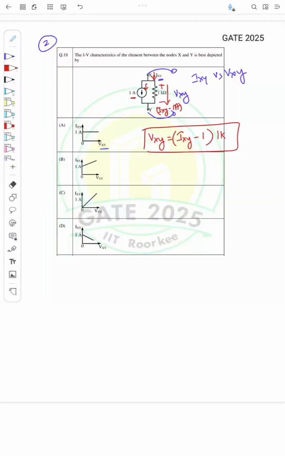So here I need to find IXY versus VXY, and the y-axis is everywhere IXY. So I'll rearrange this equation such that I can write IXY in terms of VXY. On rearranging, I can write IXY equal to 1 plus VXY by 1K, or 1 plus 1 milli into VXY, that is IXY.